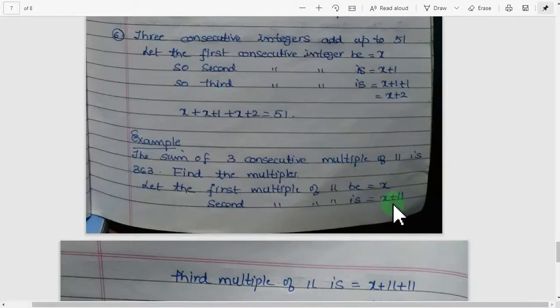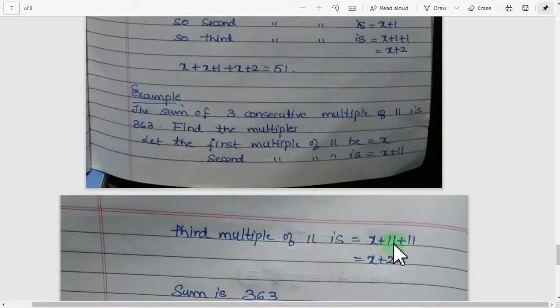So x plus 11. For the third multiple you have to add 11 two times, right? So x plus 22. So don't consider three consecutive multiples of 11 as x, y and z. If this question comes, don't consider like that. Three consecutive means first one only you have to consider as variable.